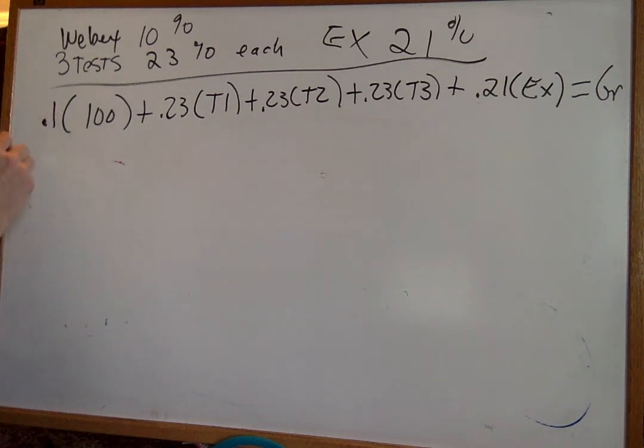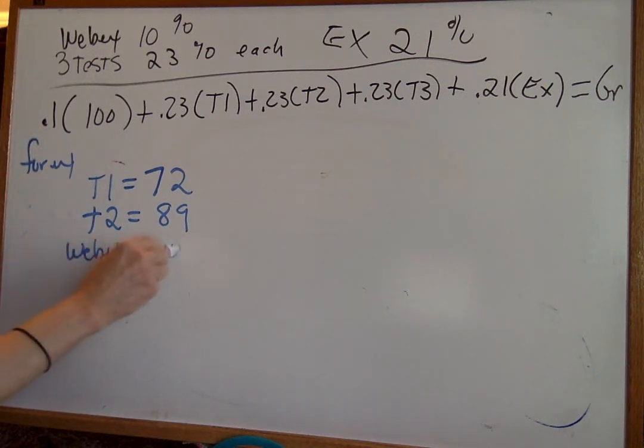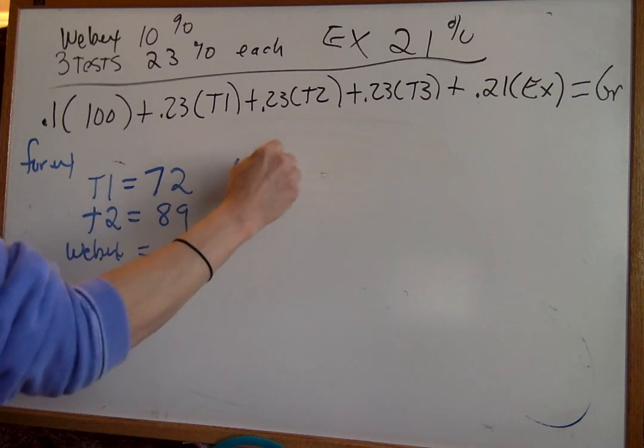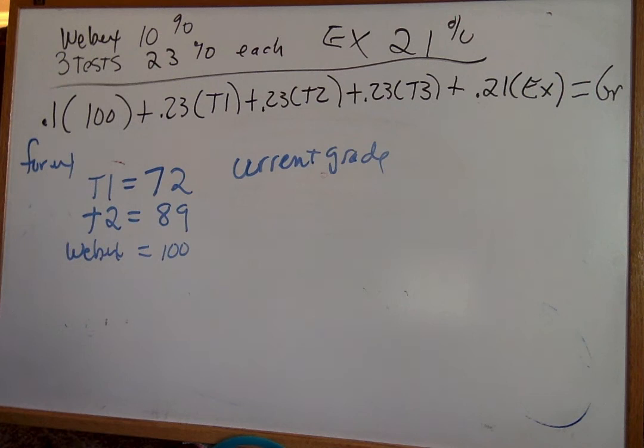Let's do a little example though. We'll do it after test 2. Let's say on test 1, you get a 72. On test 2, you get an 89. And we are still going to have your attendance at 100. We want to know what's your current grade. On that day, after you get your test 2 back, you'd like to know your current grade.